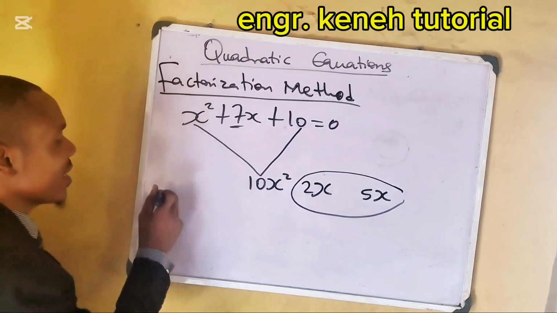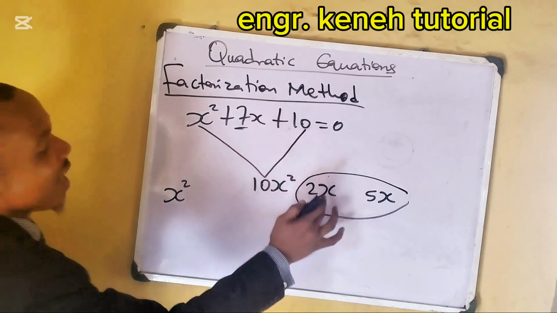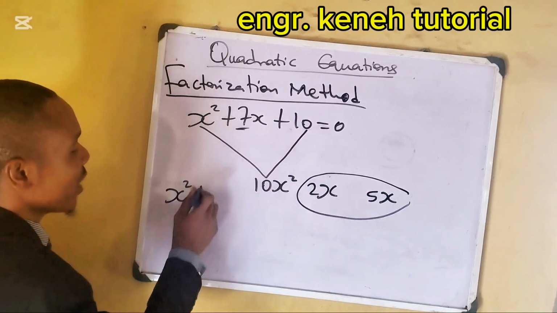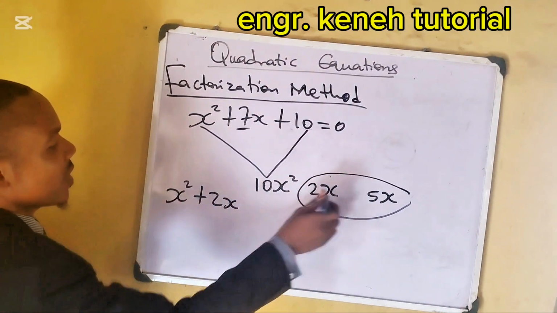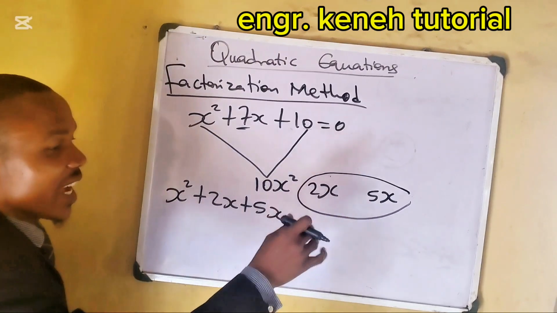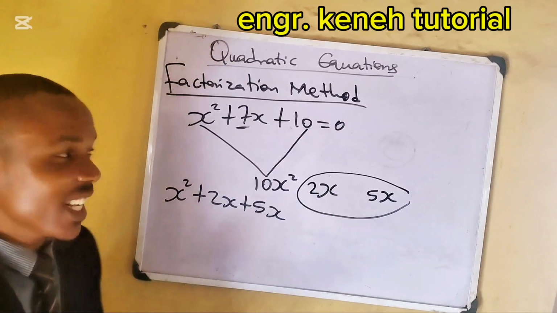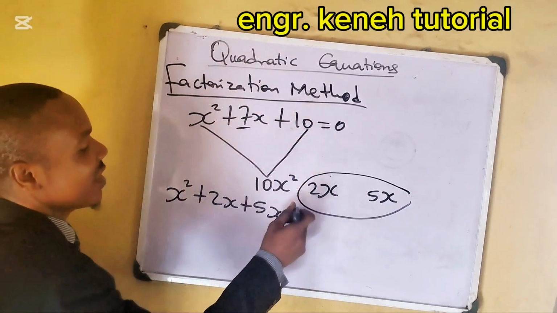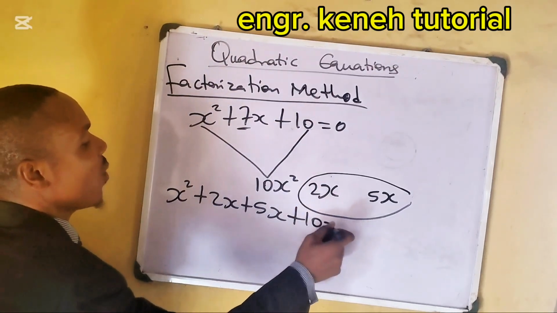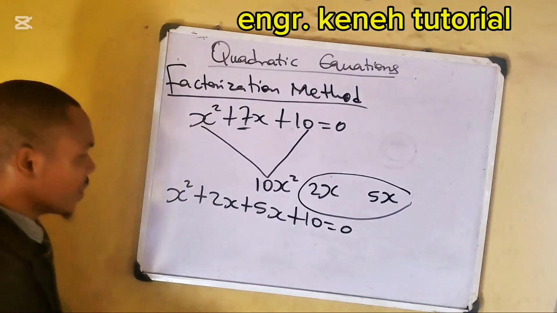So I will write this, which is x raised to power 2. Instead of me to write this, I will write this. This is plus 2. I will write plus 2. This one is plus 5. I will write plus 5. So this thing that I obtained here, I will now use them to replace the 7x. Is it clear? Then I'll bring down this 10 like this. Then I will have equal to 0. Can you see that? That is how to solve this.